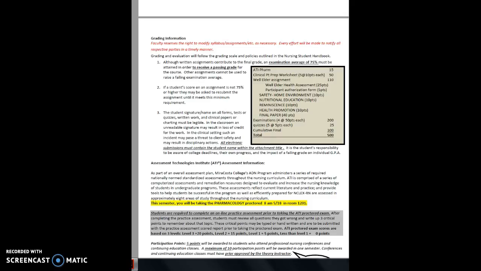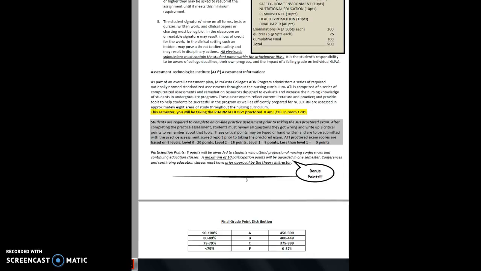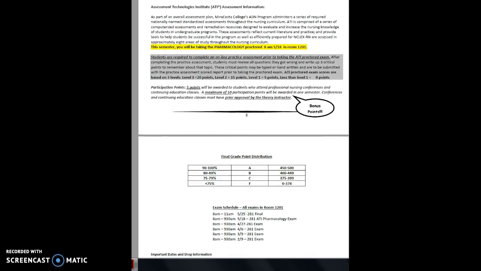And there's 4 exams, each worth 50, 5 in-class pop quizzes, which are 5 points each, and then the cumulative final, which is 100 points, and it's a total of 500. There is an option for you to get bonus points or participation points. 5 points if you attend a professional conference, continuing education class. Also, I put it out earlier that if you did the homeless count, I'm going to give people credit for that. And the final point distribution is here.